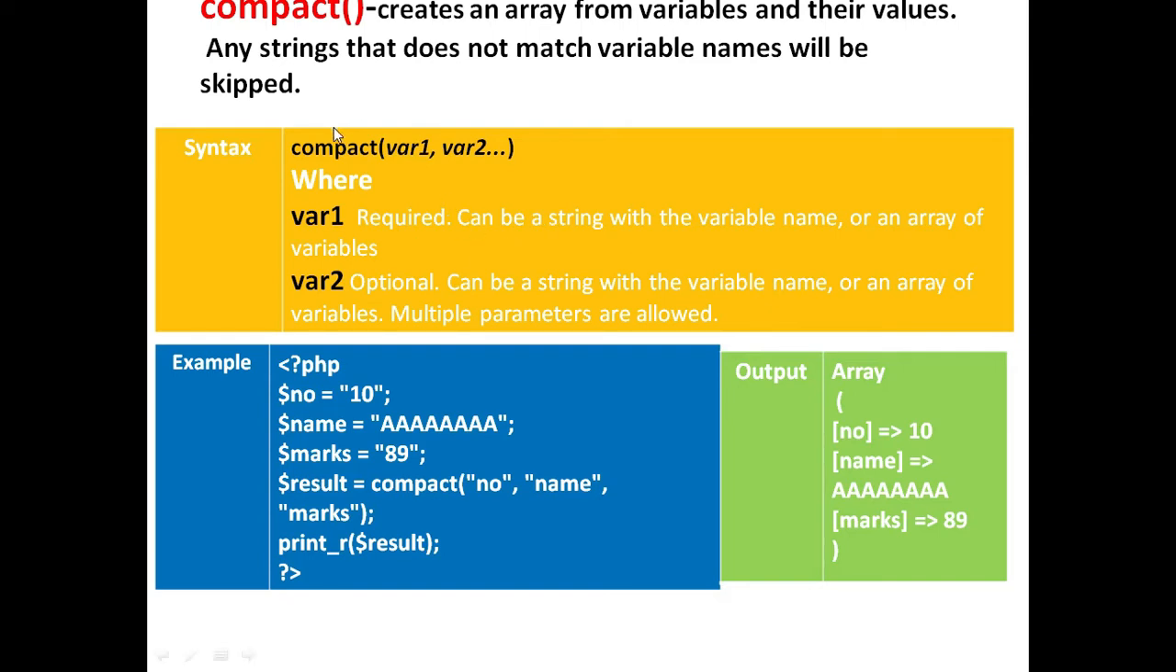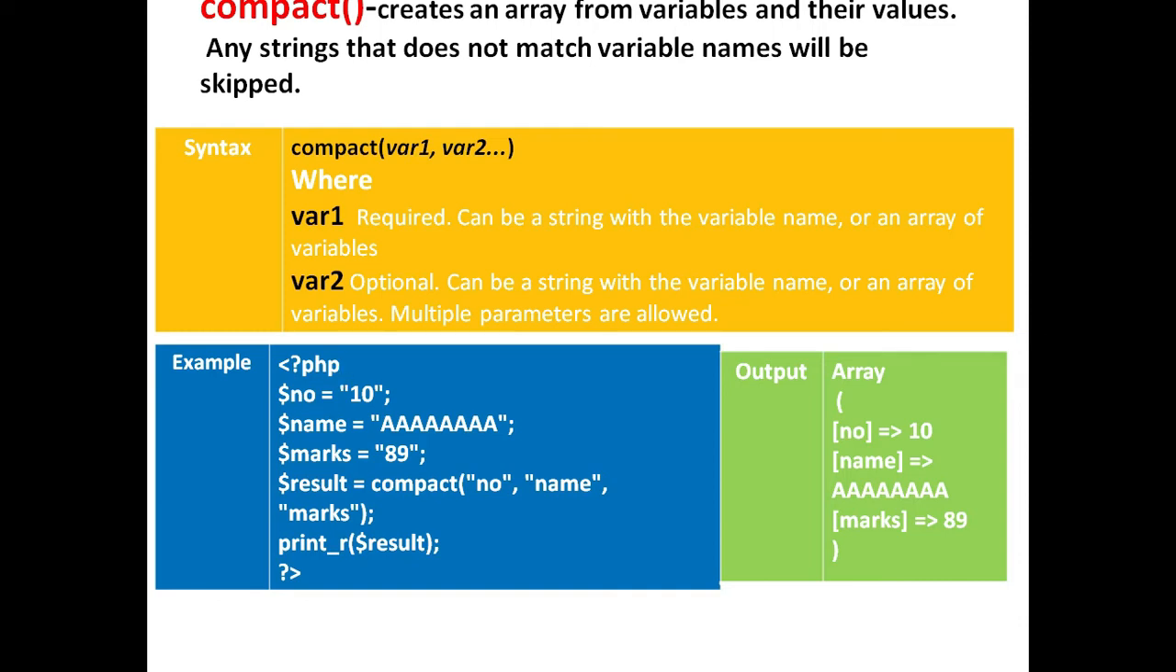General syntax is compact, variable 1, variable 2 and so on, where variable 1 can be a string with the variable name or an array of variables. Variable 2 can be a string with the variable name or an array of variables. Multiple parameters are allowed here.